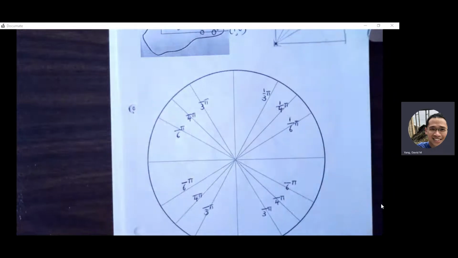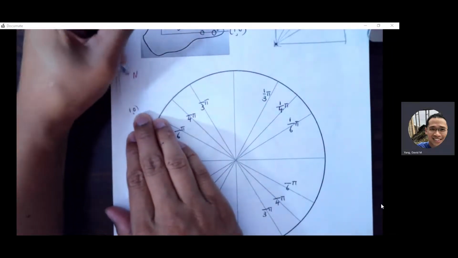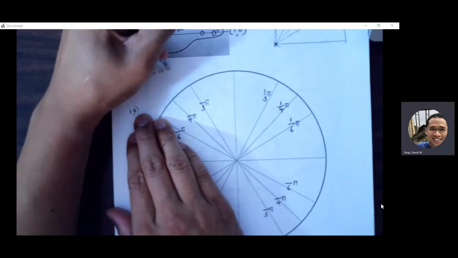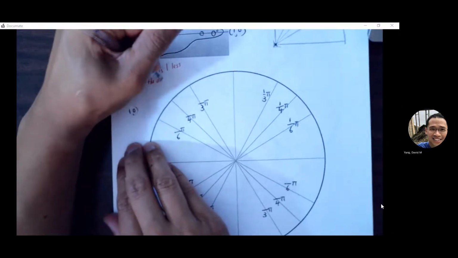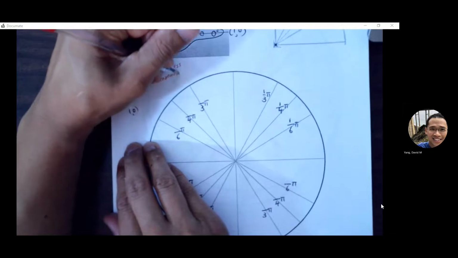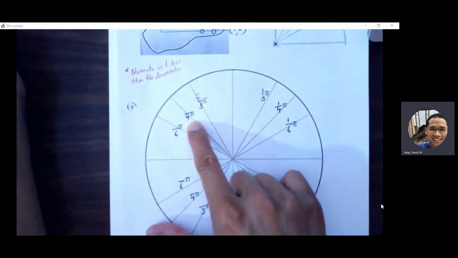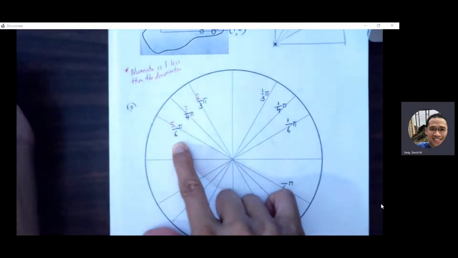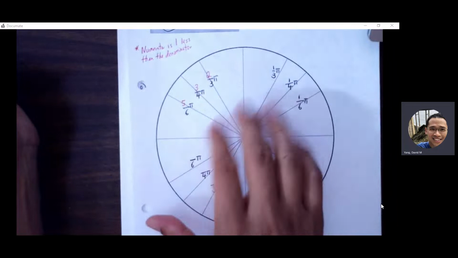So anything in the second quadrant, what you're going to see is that your numerator is going to be 1 less than the denominator. So what's 1 less than 3? It's going to be 2. 1 less than 4 is going to be 3. And 1 less than 6 is going to be 5. So there we have our radian values, fractional values set up.